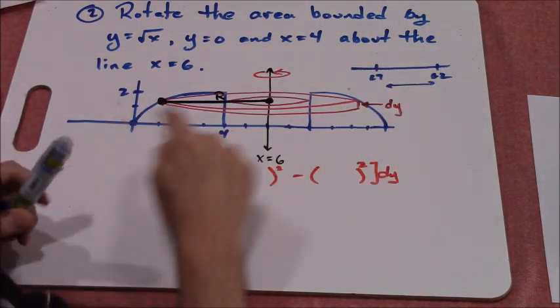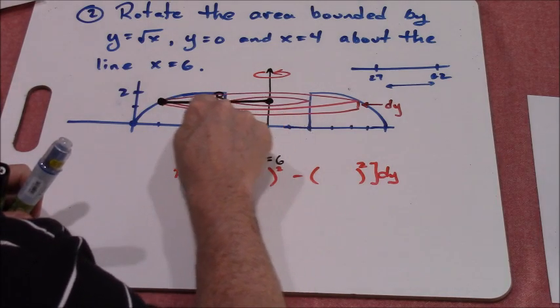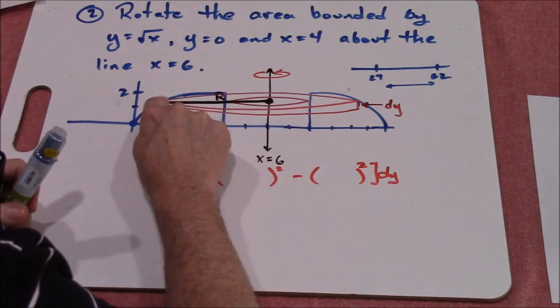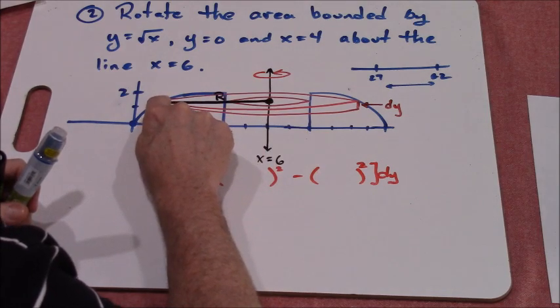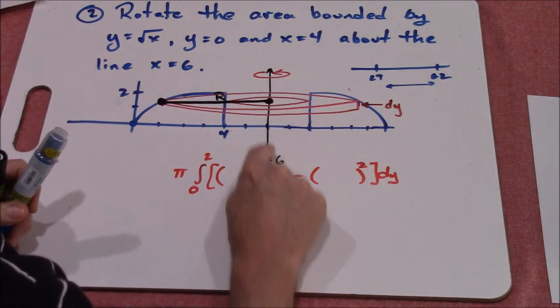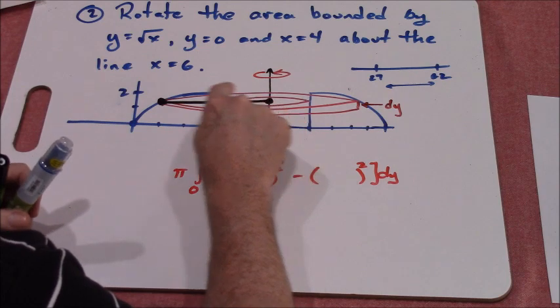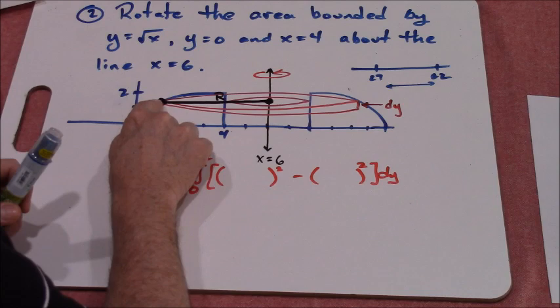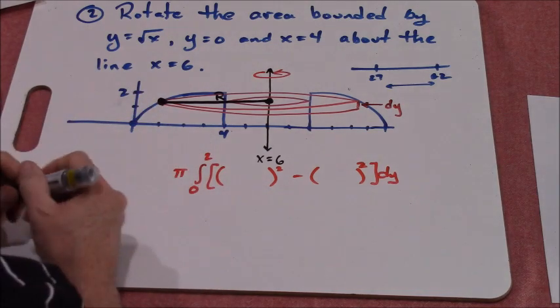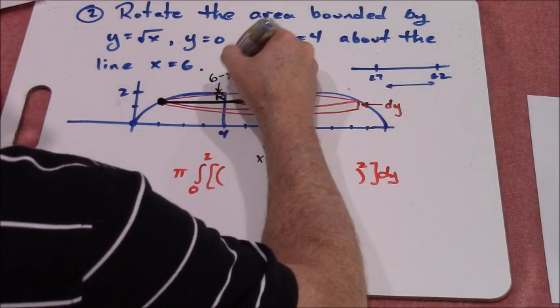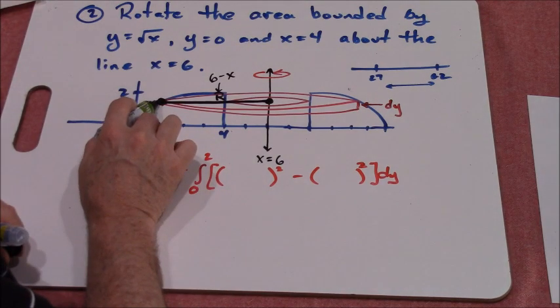So I want to figure out how long this segment is, and I really should do the same thing. I should take the larger value minus the smaller value. Well, since we're rotating around this line that's always at x equals 6, 6 is the larger value. I don't know what this is because as this radius moves to different points, this x value is going to change. So I need to call this large radius 6 minus whatever that x coordinate is.